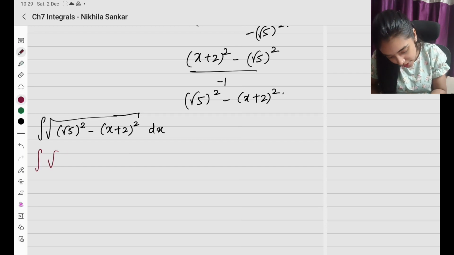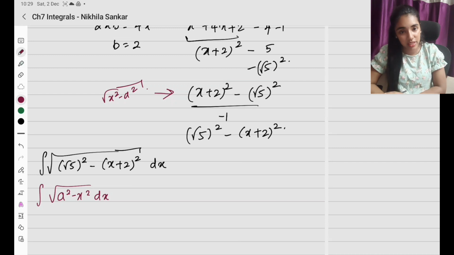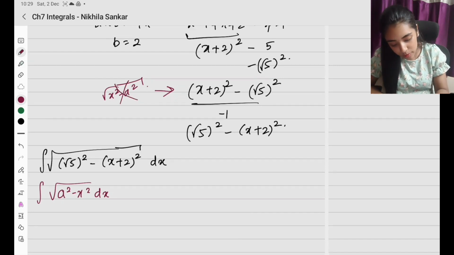So what formula? Integral square root of a square minus x square times dx. If you don't do this, you will put square root of x square minus a square here. Okay, if you just leave it like that, if you don't divide by minus 1. Okay, so don't make this mistake.